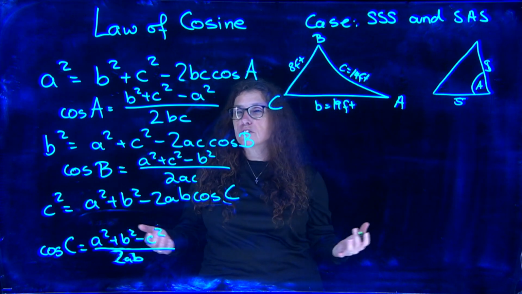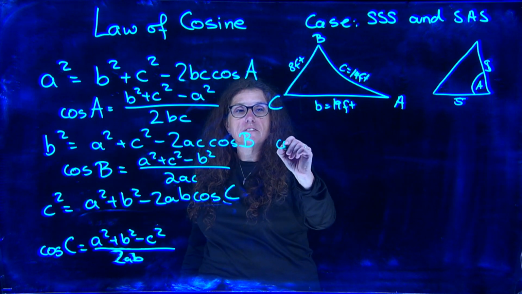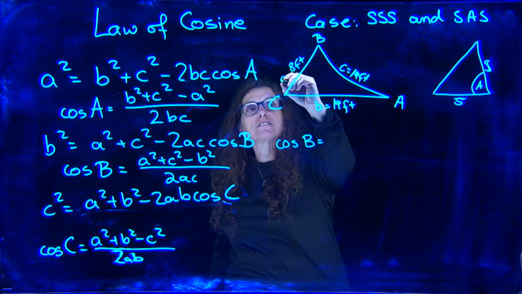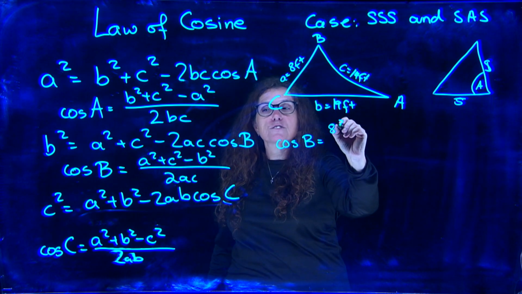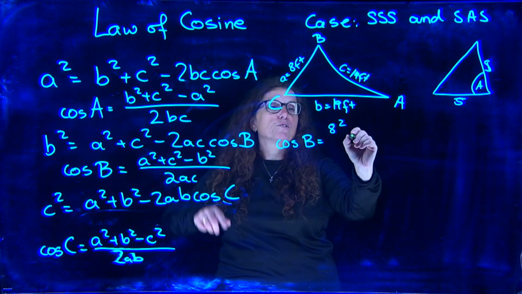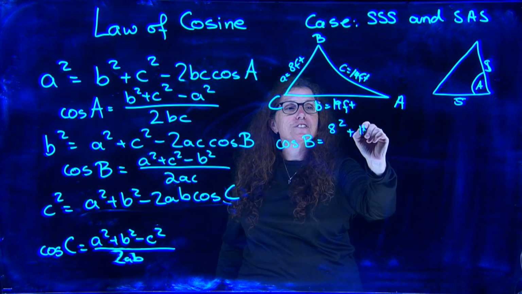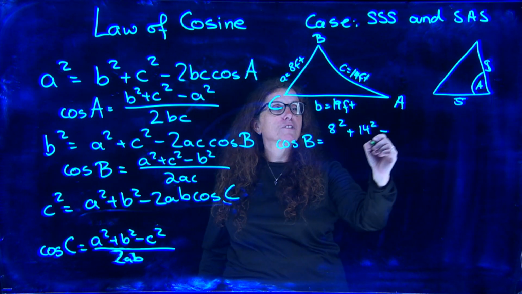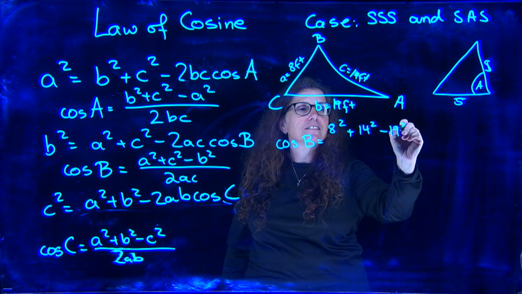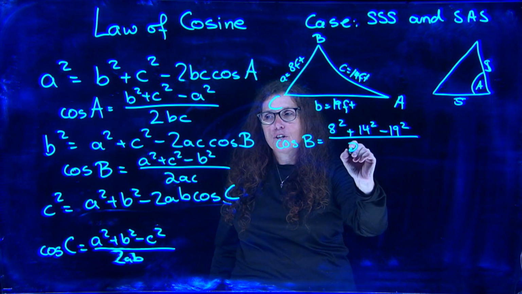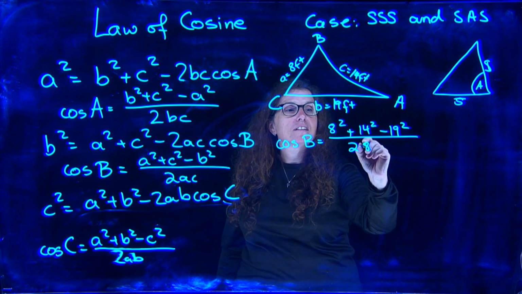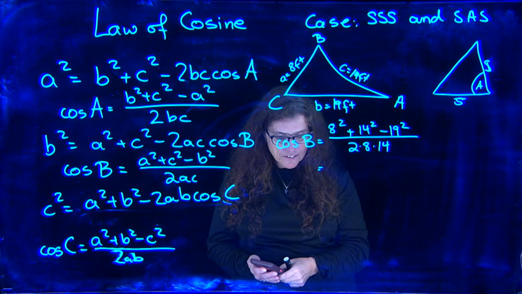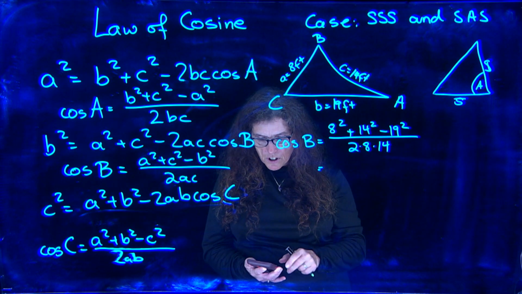So let's start with cosine B, why not? So cosine B equals a squared, a is 8 squared, plus, here's my formula, plus c squared, which is 14 squared, minus then the angle I'm looking for, the side, so that's 19 squared, divided by 2 times 8 times 14. Okay, you want to use your calculator and you want to do the top first.